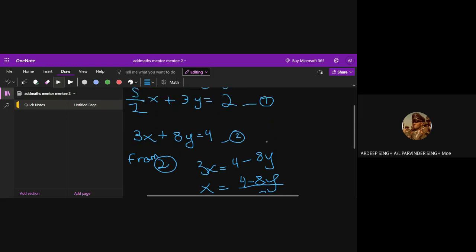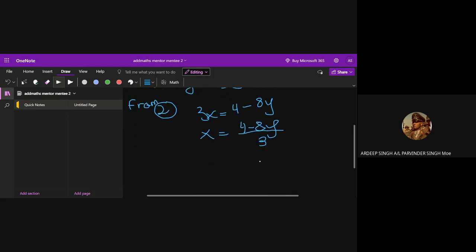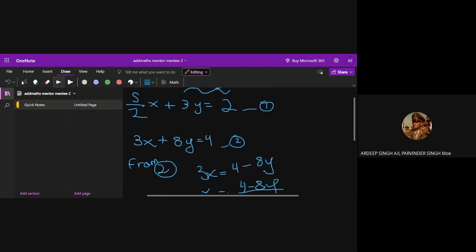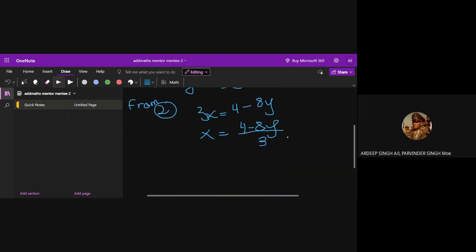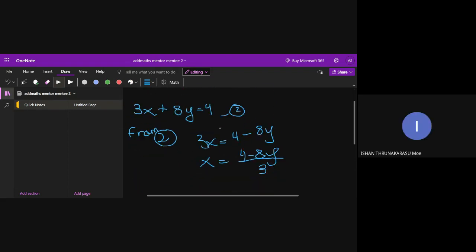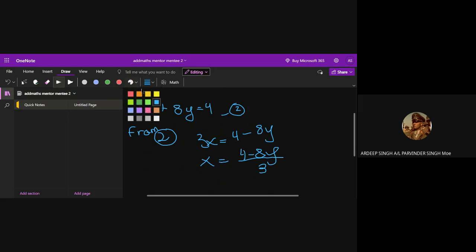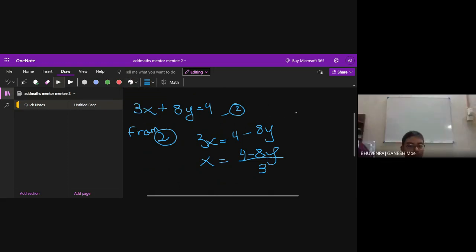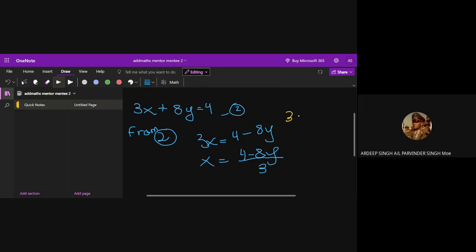From here we already got x, so we can substitute this x into the first equation. Ardi asks how x became 4 minus 8y over 3. It is because you divide both sides by 3. So 3x is divided by 3, and then 4 is divided by 3. If 3x is divided by 3, the other side must also be divided by 3.